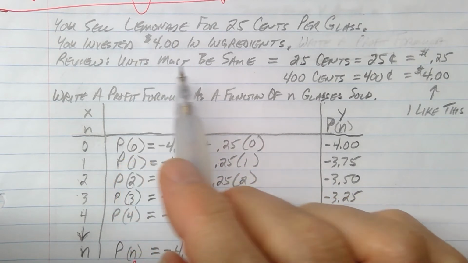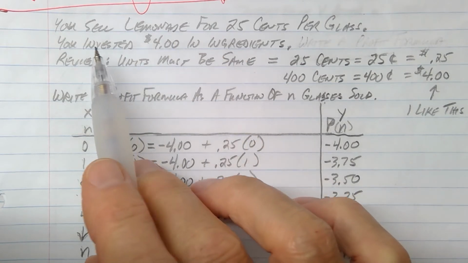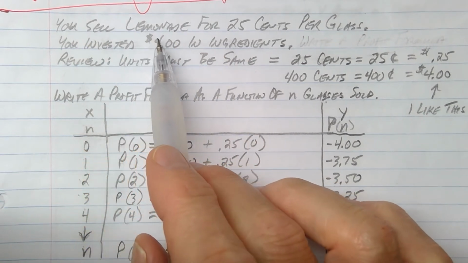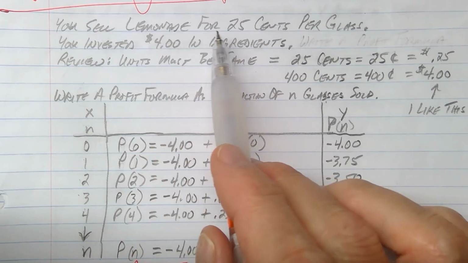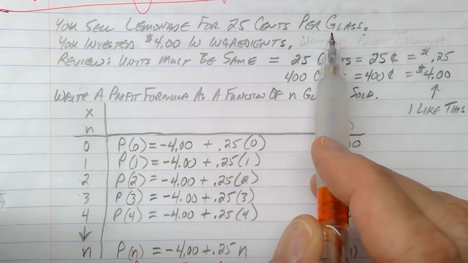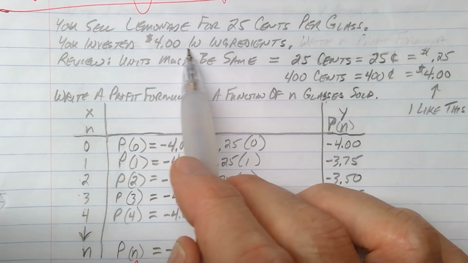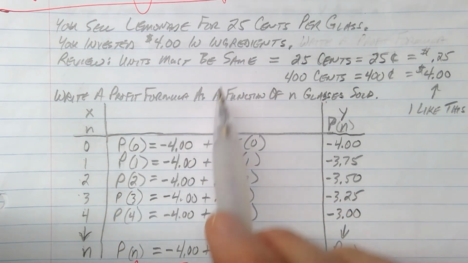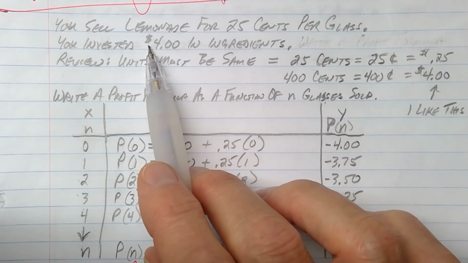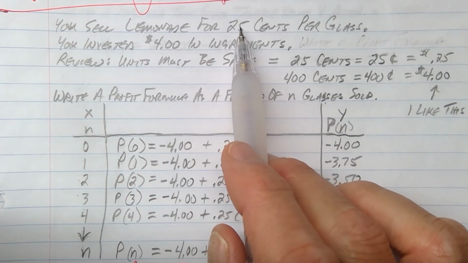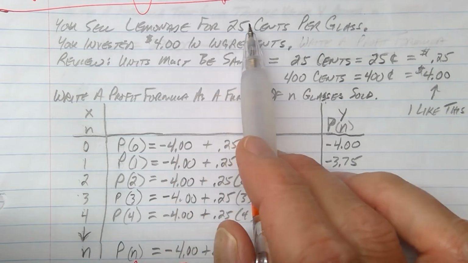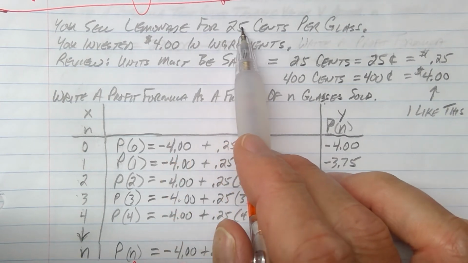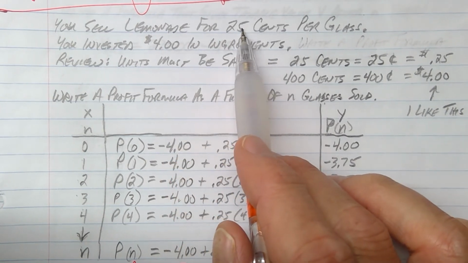All right, here's a slightly different story. Let's read the word problem. You're running a lemonade stand, and you're selling it for 25 cents per glass. You invested $4 in ingredients. First of all, before we get started, I'm speaking dollars here and I'm speaking cents here. I need to speak the same language. I either need to write these both as dollars or both as cents.